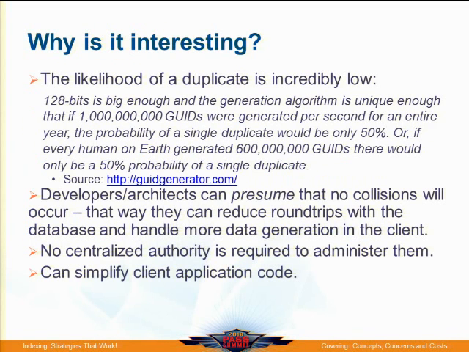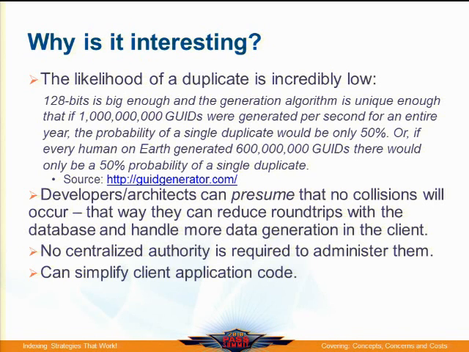There's other reasons. And talking about the likelihood of a duplicate for a second, my favorite line is actually this second one. If every human on Earth generated 600 million GUIDs, there would be only a 50% probability of a single duplicate among all those generated. Which is pretty unbelievable, right? That's a pretty incredible number. And the fact that we can do that so confidently is what allows us to create these applications where we don't have to reconcile. And I totally get the simplicity of it, right?